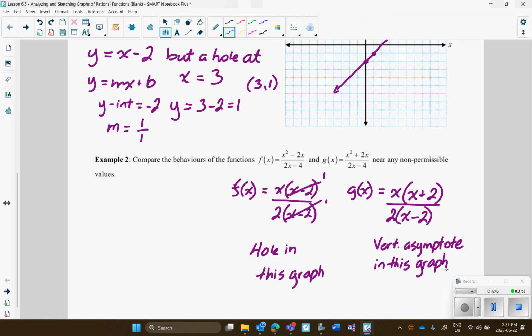So most of the time we're going to get a vertical asymptote. Sometimes, in one special case, the speed bump one, we didn't. Sometimes the NPV, the vertical asymptote, will cancel out with something in the numerator and become a hole. Okay. Now, the horizontal asymptote.